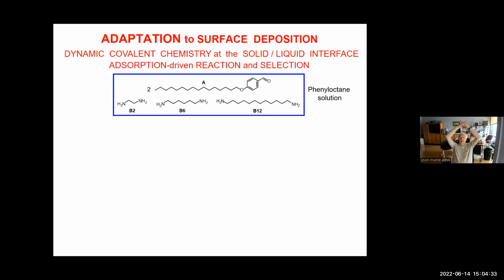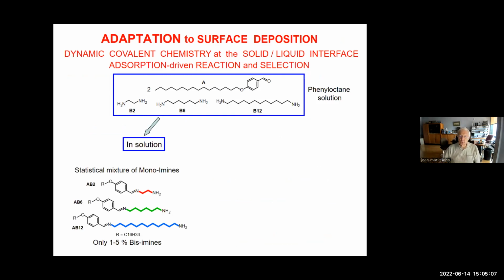Now let's look at another one. This was work done with the group of Professor Paolo Samori, who is doing nanochemistry in our institute. And the experiment was the following. You take this long chain aldehyde and you mix it with 3 diamines, one with 2 carbons, 6 carbons, and 12 carbons. This can be investigated by NMR. If you look at the solution in phenyloctane, you see by NMR that you have a very incomplete situation where you get monoimines, a mixture of the monoimines of the C2, the C6, and the C12. So that is not very informative.